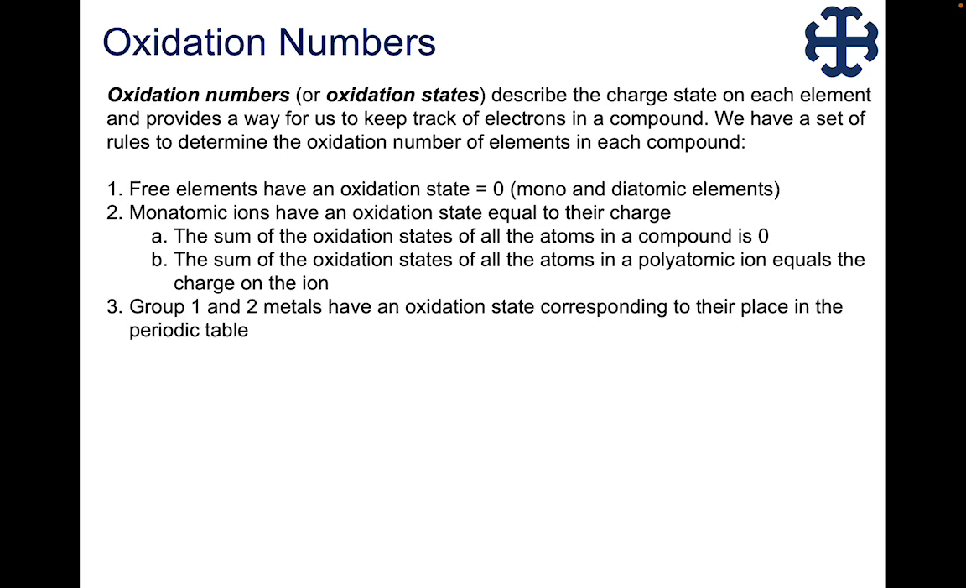Next rule is that group 1 and 2 metals, so that means metals in the first column and second column of the periodic table, have an oxidation state according to their place. So anything in the first column will have a plus 1 charge. Anything in the second column will have a plus 2 charge.